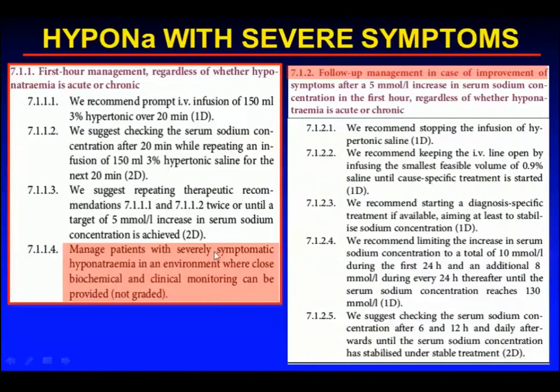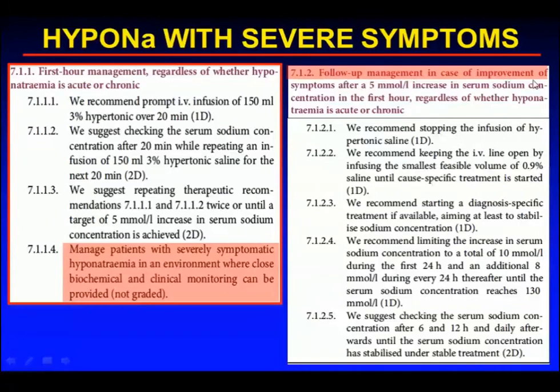And what is very important for me is that we decided to say you have to manage these patients in an environment where close biochemical and clinical monitoring can be provided. That's to say, at ICU, but it was very difficult with nephrologists and endocrinologists to say that. And then after, you have to follow up the management and to see if there is an improvement or not.